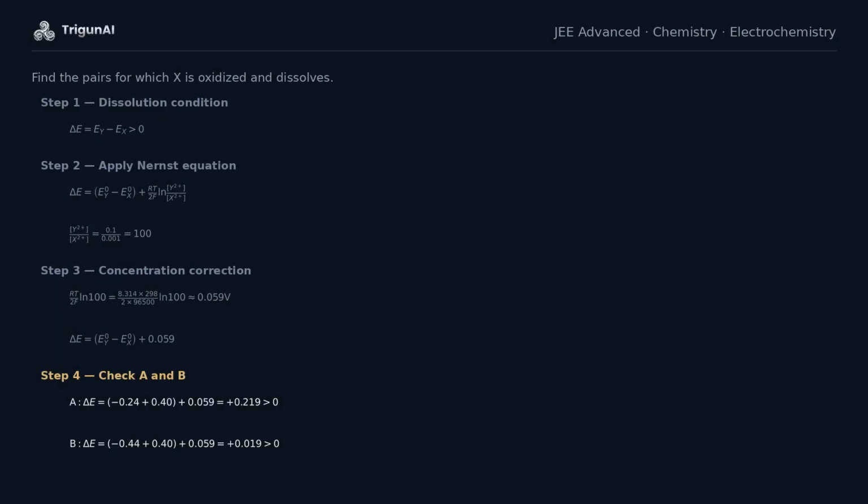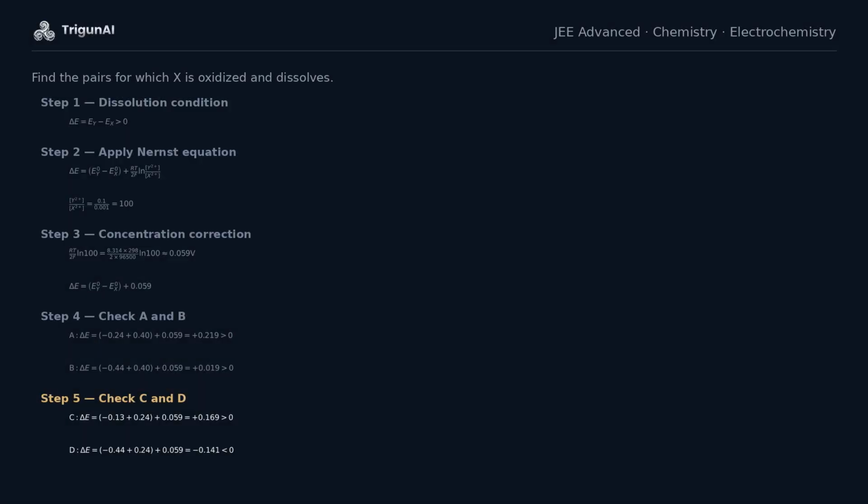For option A, cadmium is X and nickel is Y, giving a positive value, so cadmium dissolves. For option B, cadmium is X and iron is Y, and the value is still slightly positive, so cadmium also dissolves.